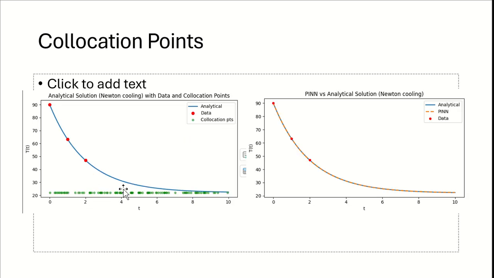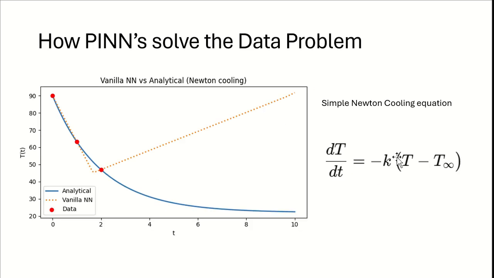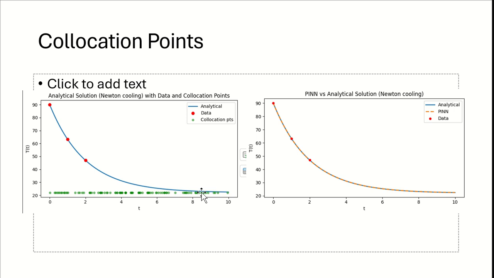So at each of these collocation points, it's able to evaluate that underlying physics, and we're able to see that the PINN is able to generate a much better understanding of the graph, and even predict what the k value, the rate of cooling, is off of those collocation points, which is pretty cool. So this is essentially how a PINN works with collocation points in a very simple toy example.